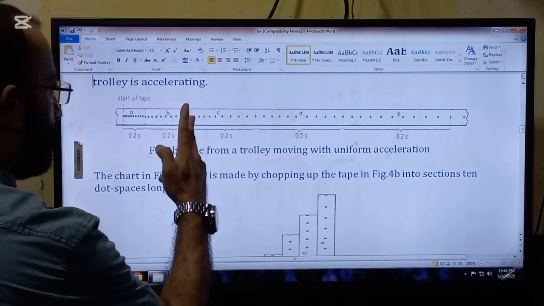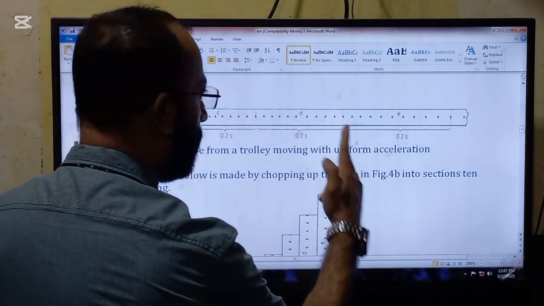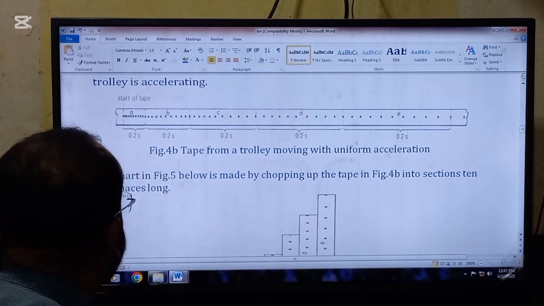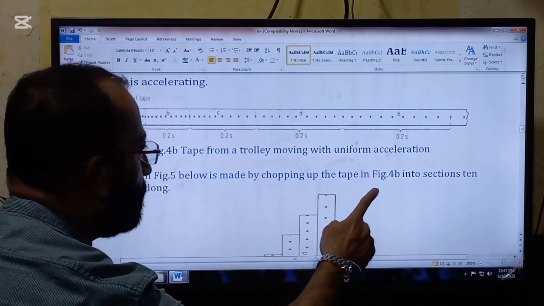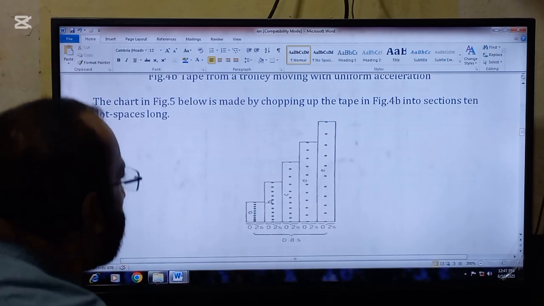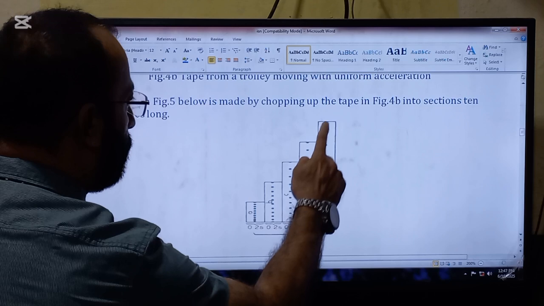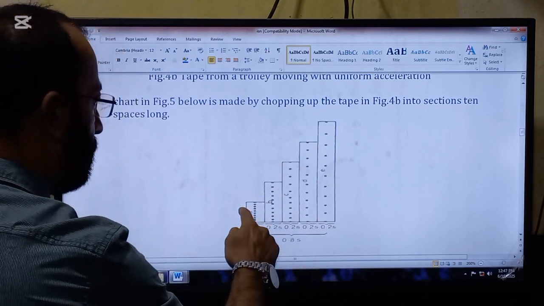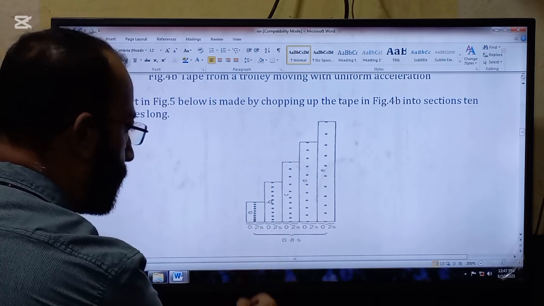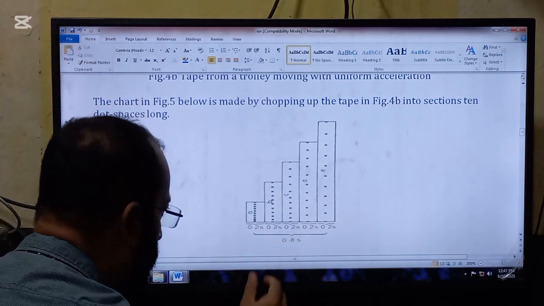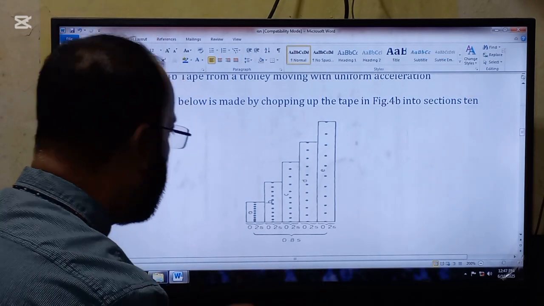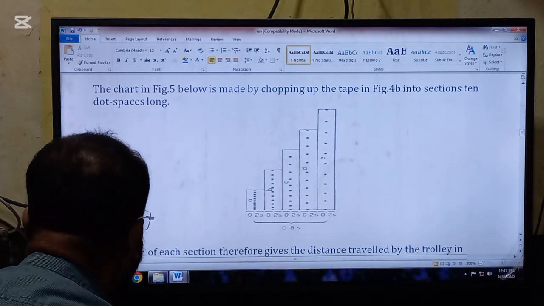So first 10 dots, then 10 dots, then 10 dots, then 10 dots, then 10 dots. And here are the 5 parts. The chart in the figure below is made by chopping up the tape in 4p into sections of 10 dot spaces long. So here are 1, 2, 3, 4, 5. Every part has 10 dots on it, and every part will take 0.2 seconds. So in total, up to this will be 0.8 seconds. So this is the time.